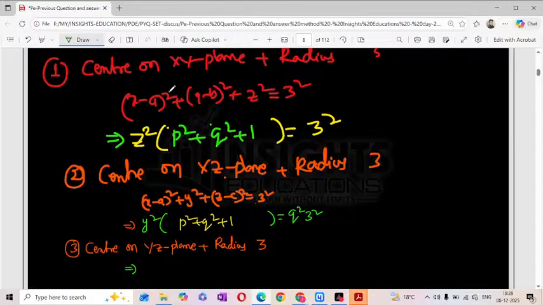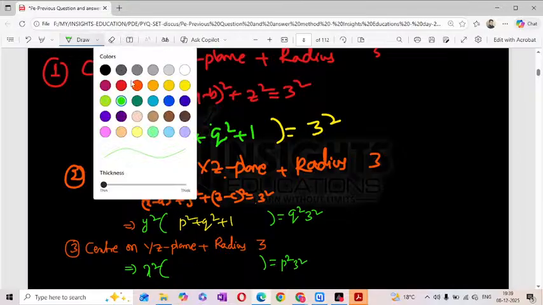The first one, xy, so I'm taking the z square. For xz, I'm taking the y square. Now yz means definitely the x square is equal to, now xz means we'll get the q, yz means we'll take the p square into 3 square. And inside, p square plus q square plus 1 is the common.